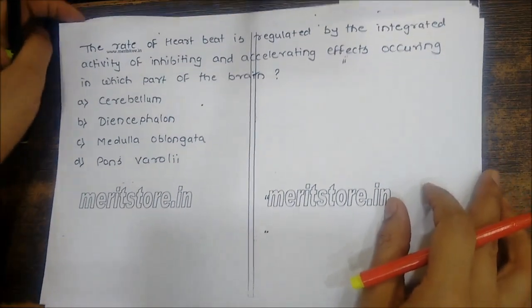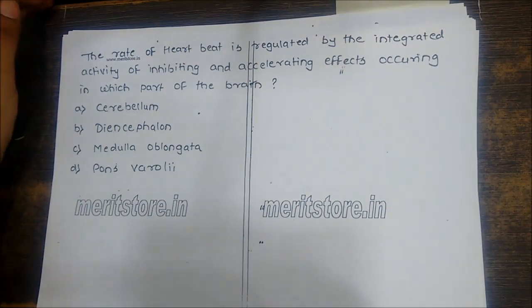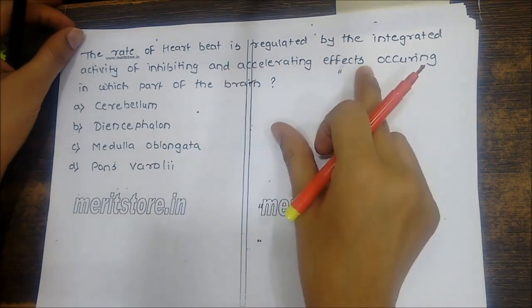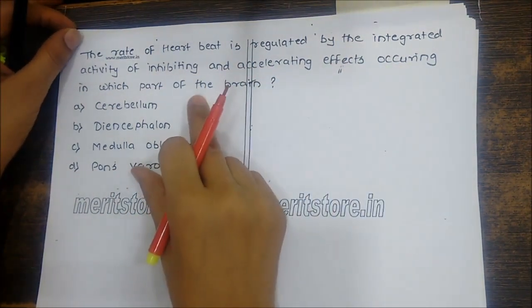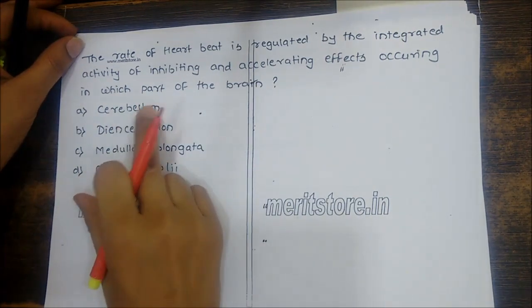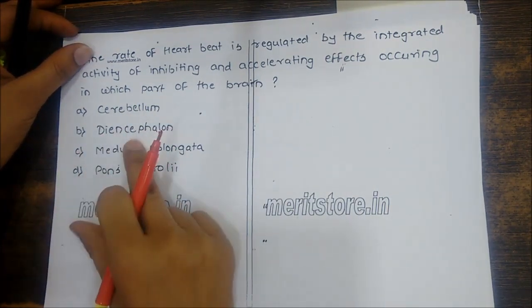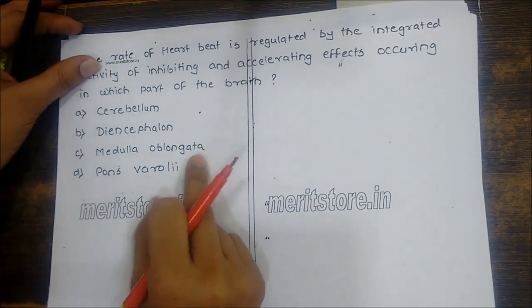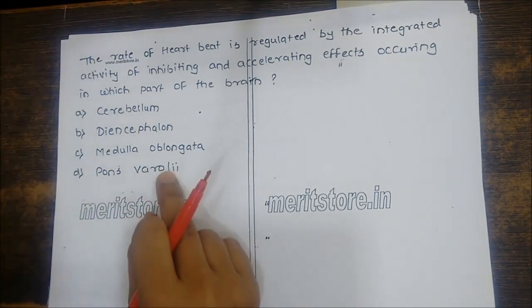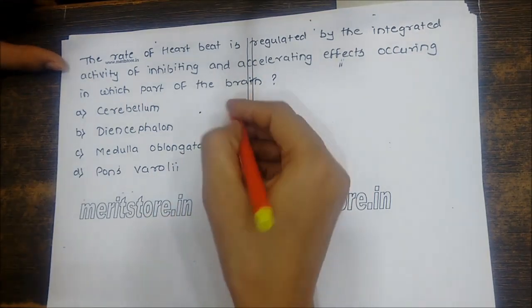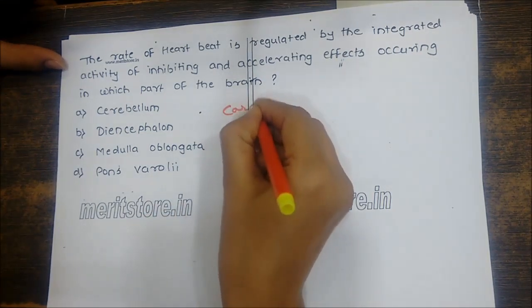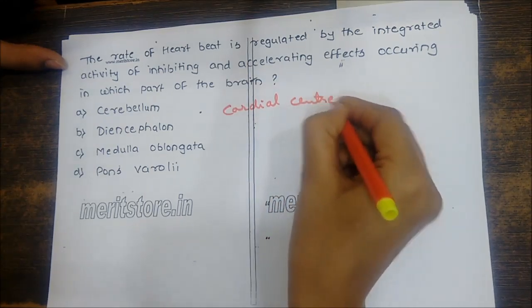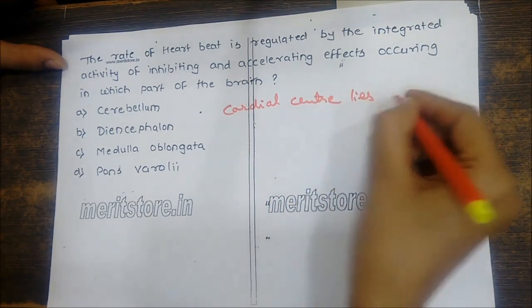The rate of heartbeat is regulated by the integrated activity of inhibiting and accelerating effects occurring in which part of the brain? A is cerebellum, B is diencephalon, C is medulla oblongata, D is pons varolii. The cardiac center lies in the medulla oblongata.